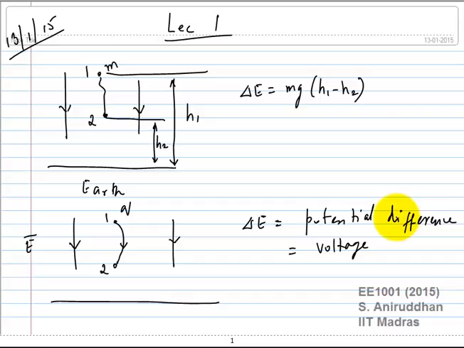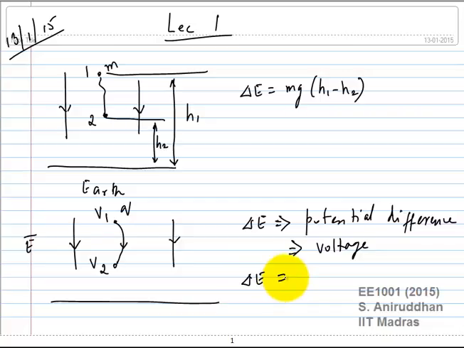So it goes from point 1, which has a voltage V1, to point 2, which has a voltage V2. This is represented in terms of the potential difference. What is the actual delta E?